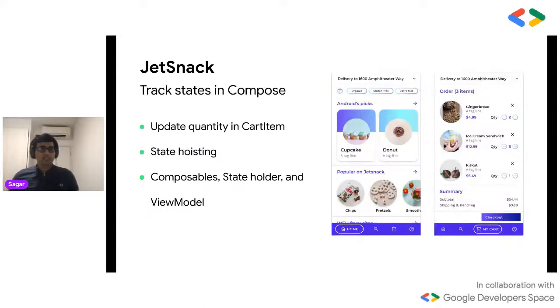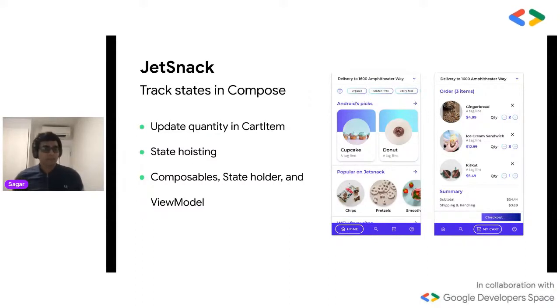Next, what we introduced was the Jetsnack app. It's one of the Compose sample apps, a snack ordering app that we had developed. State is something really important for the app, from what items to show on the home screen, allowing users to filter snacks, and keeping track of the shopping cart. This is just an example, but the reality is that state plays a crucial role in most apps. So we look at how we can update the quantity in the cart item.